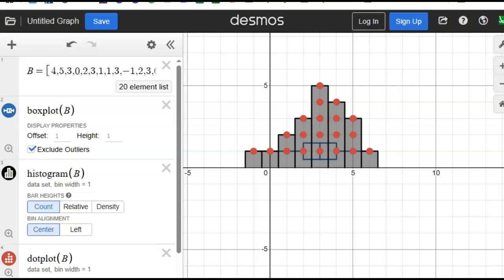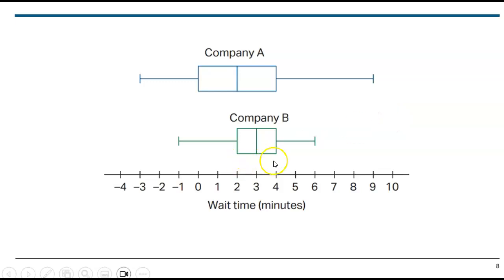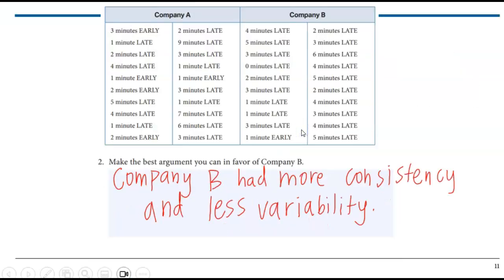And so, what argument could we say for company B? They're more consistent. They have less of a range. They're not all over the place. Okay? So, company B had more consistency and less variability. That's the word we learned today. Did it help y'all that I googled variability? Would you have done that? Did y'all already know what variability is? Kind of. It's okay to Google words sometimes, y'all. So company B was definitely more consistent and less variability in the spread.